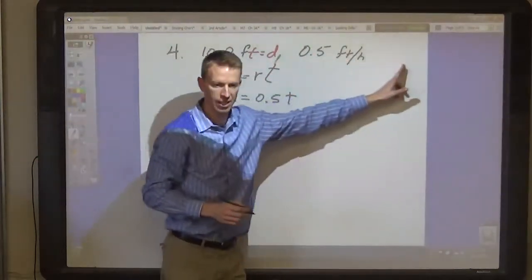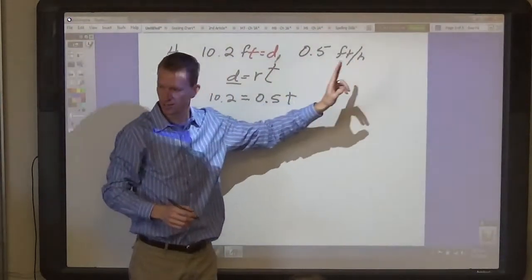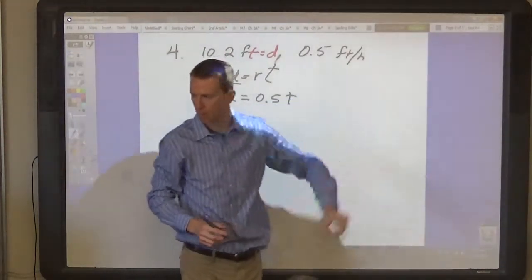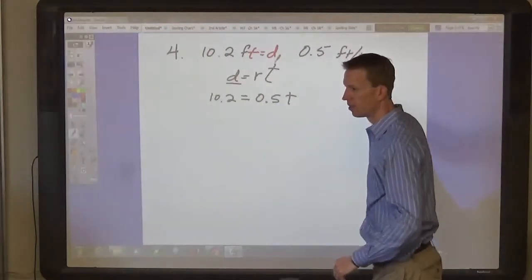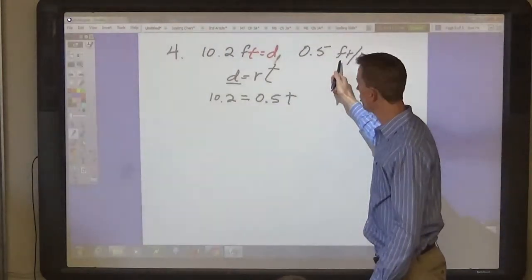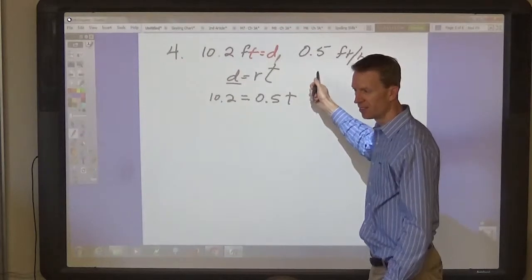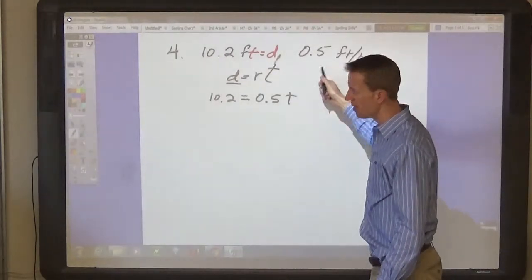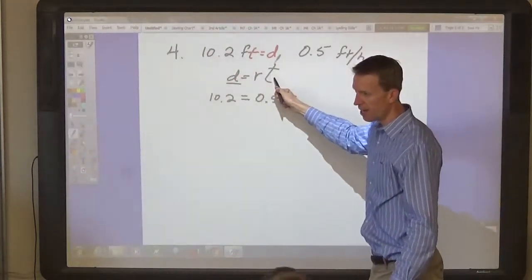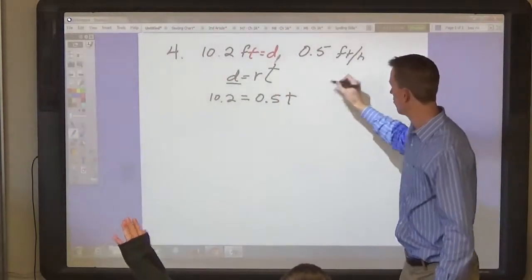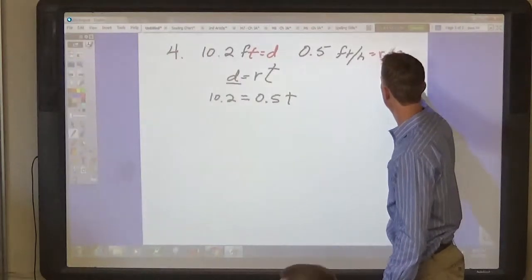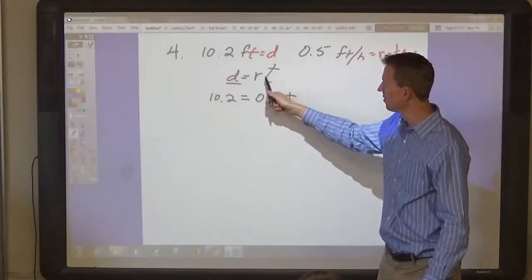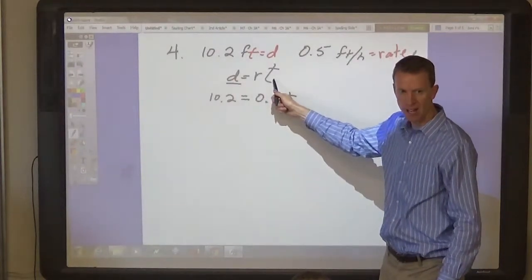That equals D, right? But what is this in the formula? Reese. Yep, feet per hour. So which letter is this? Or what is this? Yep. Is that a distance, a rate, or a time? That's a rate. That equals R, the rate. So we have the distance, we have the rate, and we need the time.